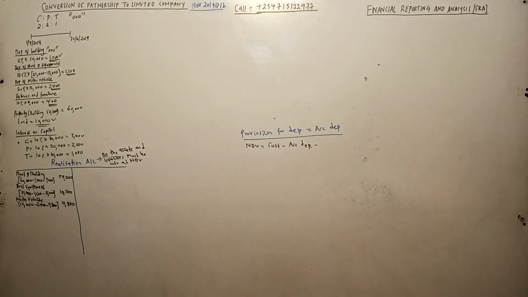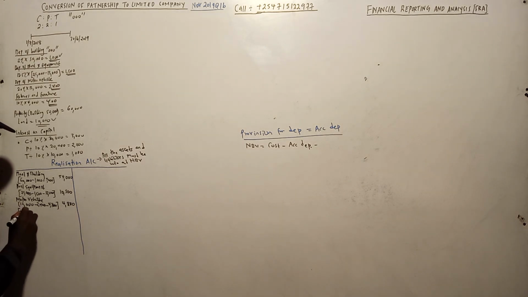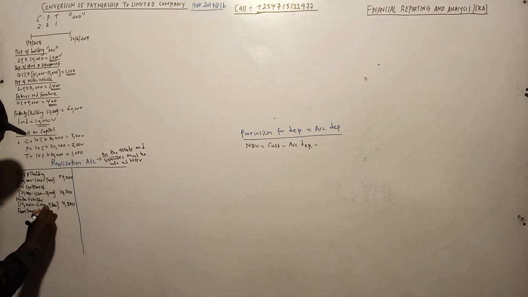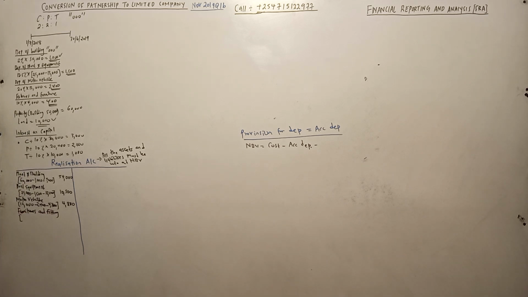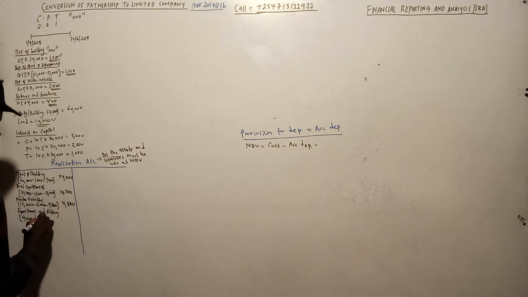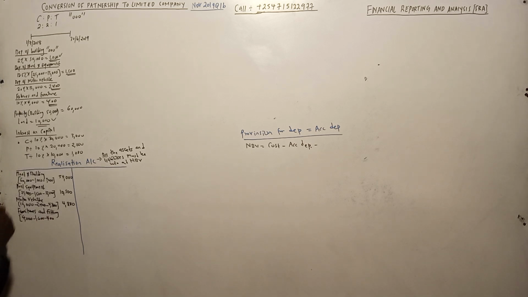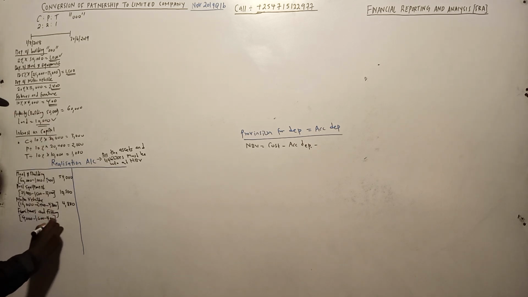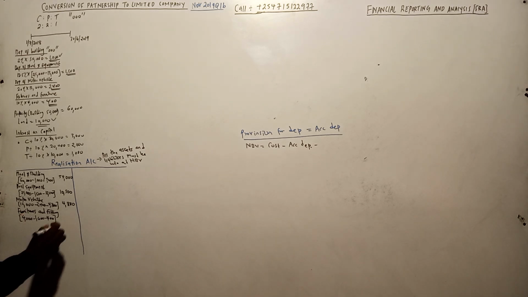Next, after motor vehicle, we have the furniture and fittings. Now, for furniture and fittings, the cost was 4,000. We less the provision for furniture, which is 1,600, minus 400. The 400 is here, so that we get 2,000.